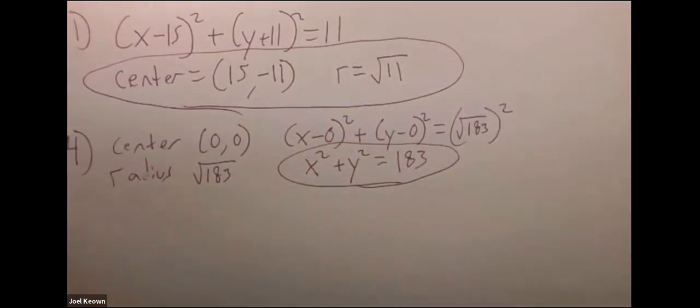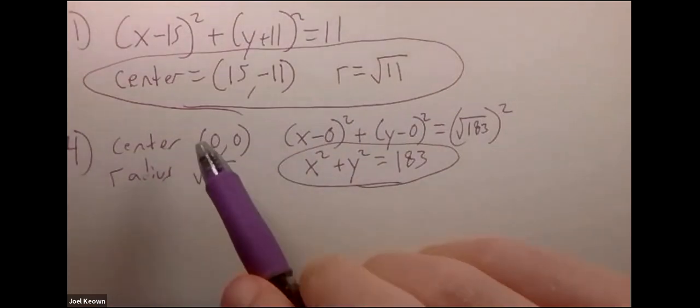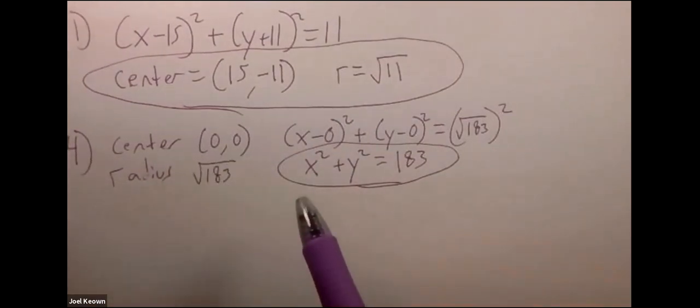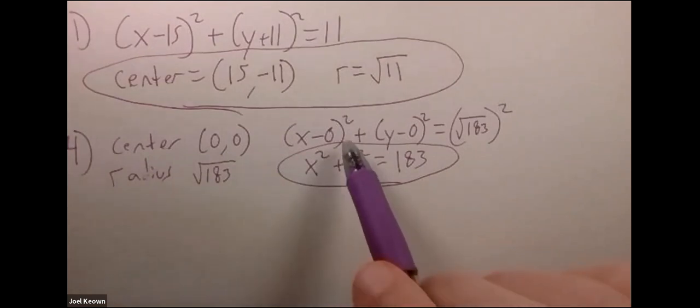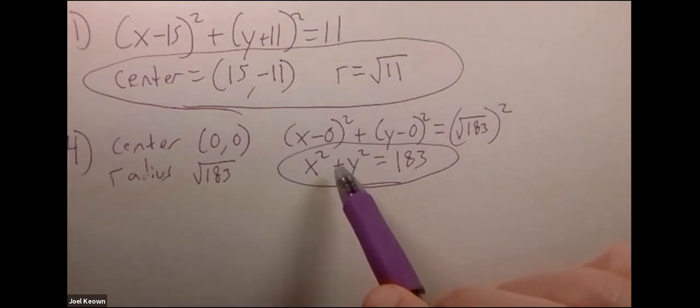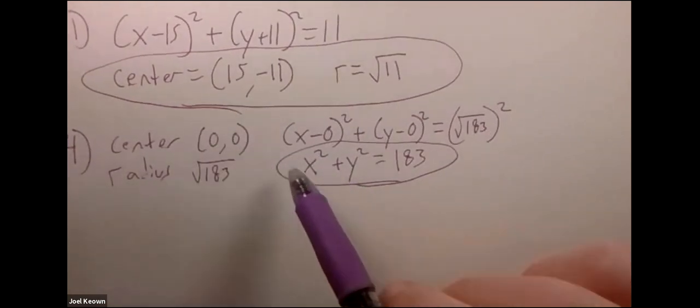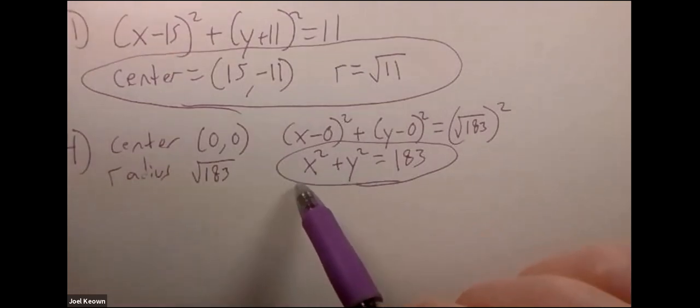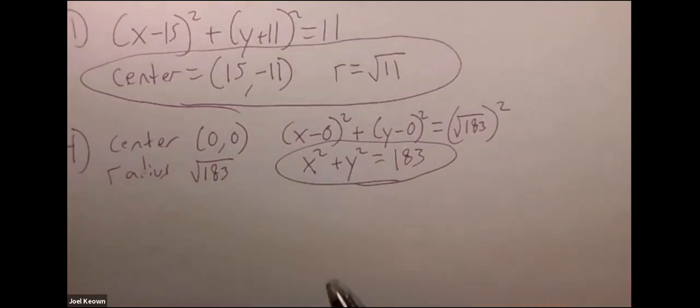183. So from now on, whenever your center is 0, 0, you're just going to have x squared plus y squared. So if you ever see x squared plus y squared equals a number, you know the center is 0, 0. If only one of them is a 0, then only one of these is going to be x squared or y squared. The other will have a number with it. Okay. So there we go.